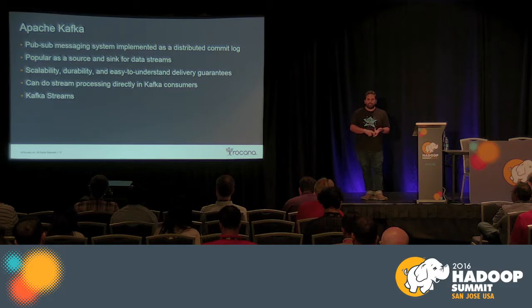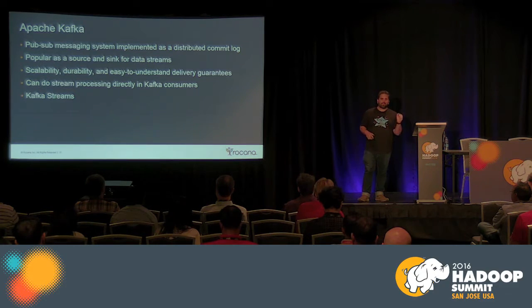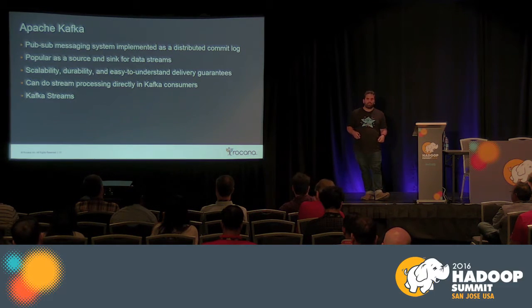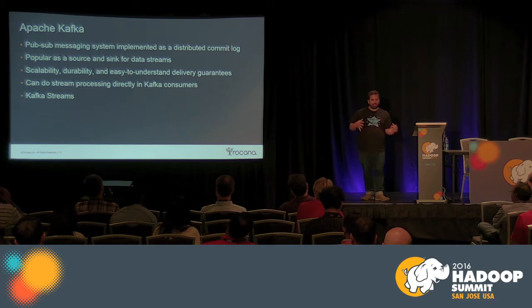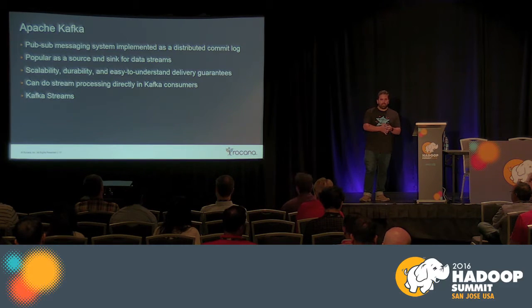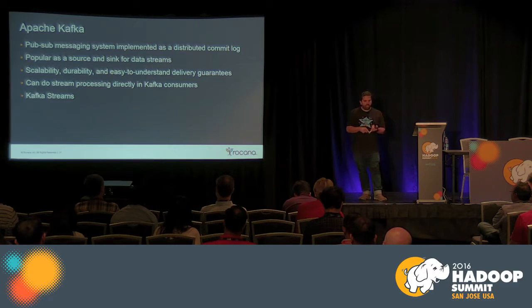It's very easy to configure Kafka to give you at-least-once delivery. That means that you won't drop any messages, but it's possible that you may receive duplicates. There's also a lot of work going on to enable exactly-once semantics, so that if you really care about the consistency of your results, you can make sure that your stream processing is being fed by an exactly-once stream. You can do stream processing directly in Kafka consumers.